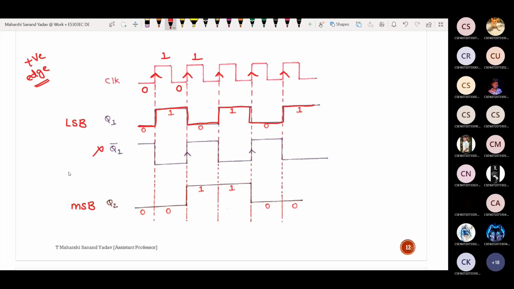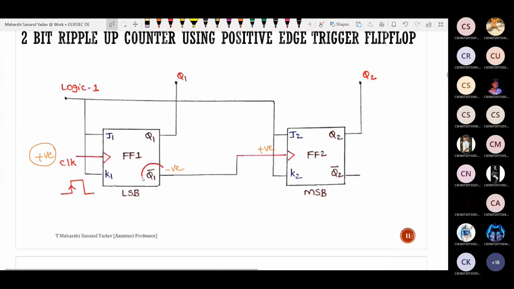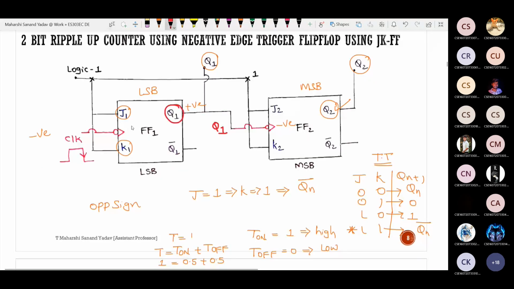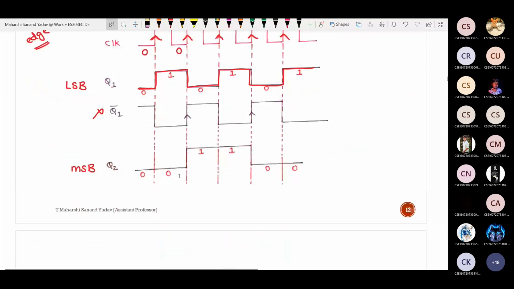Okay, so what is the use of Q1 bar now? Q1 bar acts as a clock. Correct. Q1 bar is acting as a clock, so that's the reason I'm drawing Q1 bar also here. Whereas in the previous case, Q1 is acting as a clock. So here Q1 bar is acting as a clock. How to draw Q1 bar from Q1? Complement or negation of Q1. So here if it is 0, this one will be 1. And you know this one already, from 1 to 0, 0 to 1 and so on.